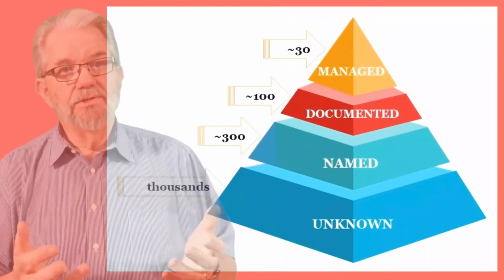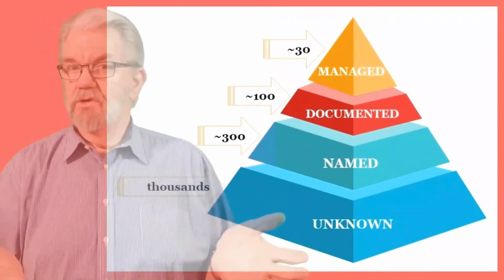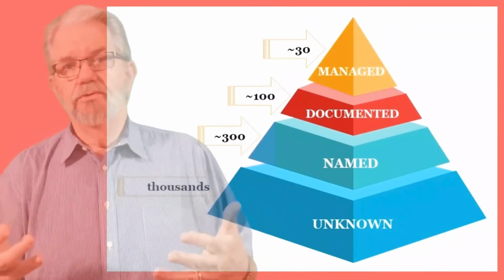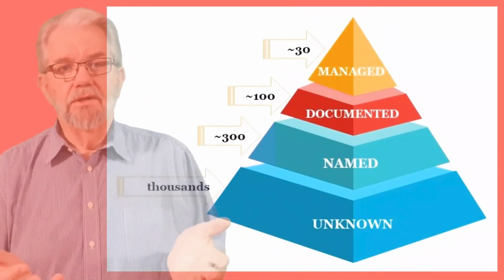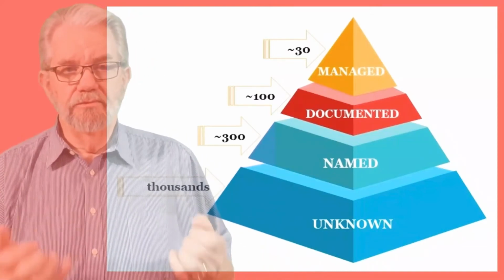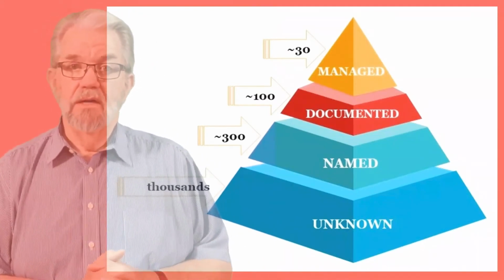And for the high impact processes, those HIPs at the top of the pyramid, 30, maybe it's 20 or maybe it's 40 or 50. I think it's that kind of number, though. They're the ones on which we're going to put the vast majority of our process management effort.